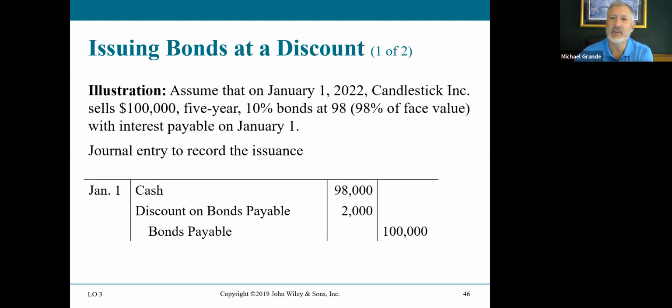Assume that on January 1, 2022, Candlestick Inc. sells $100,000, 5-year 10% bonds at 98. They sell it at a discount, less than the face. What's the journal entry? So you've got to say to yourself, well, the bond payable stays at $100,000. How much cash did they receive? Well, they sold it at a discount. They only received 98% of the face. They received $98,000. In order to make this journal entry balance, your debits have to equal your credits. You need a debit for $2,000. It's called a discount on bonds.